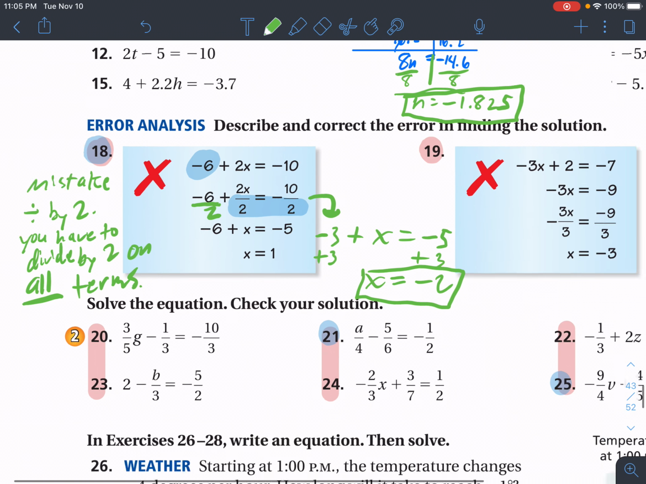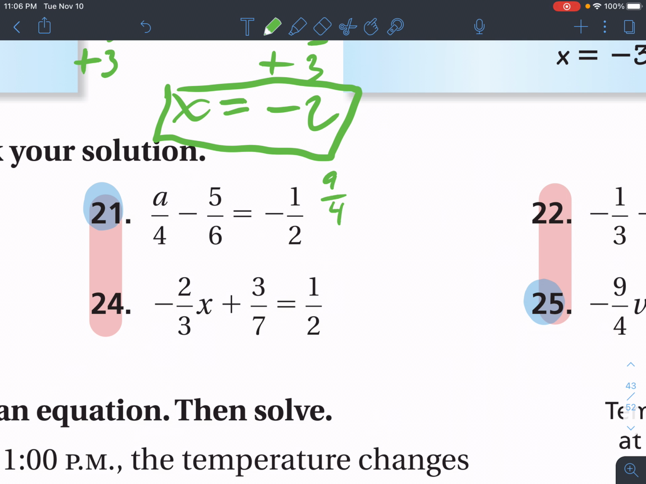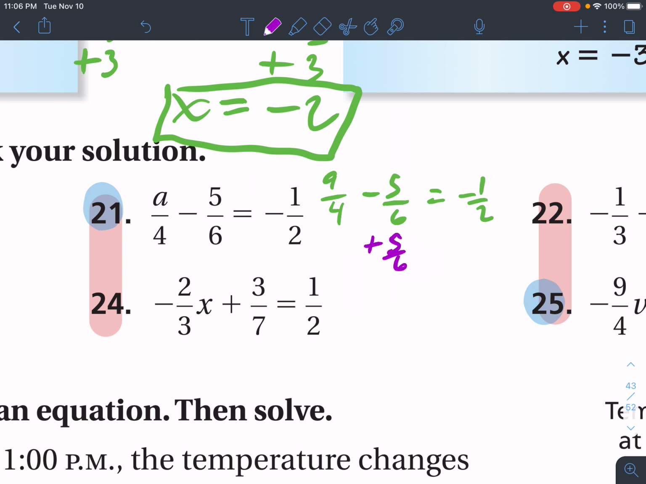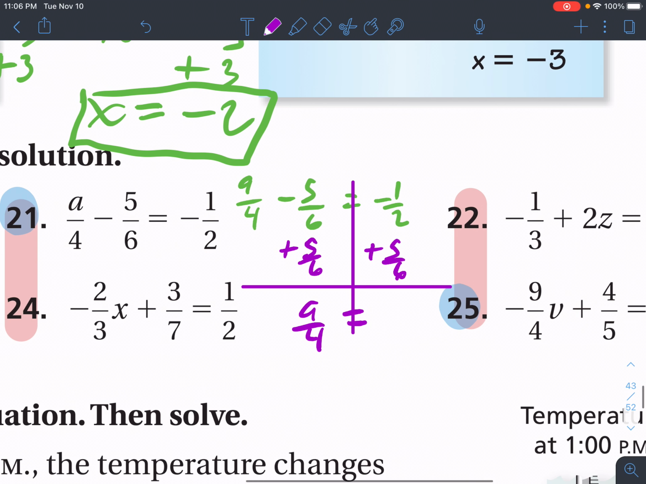21. I'm going to do 2 fraction problems just because I know fractions are hard for us. So I'm going to do some fraction problems with you guys. Here I have a over 4 minus 5 over 6 equals negative 1/2. Unfortunately, we're going to have to do some math here. I'm going to add 5 over 6 to both sides. So I'm going to get a over 4 equals, and I'm going to have to do some math off to the side: negative 1/2 plus 5 over 6.